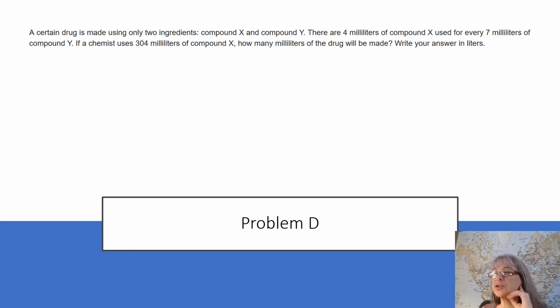All right, so a certain drug is made using two ingredients, compound X and compound Y. There are 4 milliliters of compound X used for every 7 milliliters of compound Y. If a chemist uses 304 milliliters of compound X, how many milliliters of the drug are made? So in these, you have to look at them as two equations and two unknowns, right? You can also look at mixture problems.